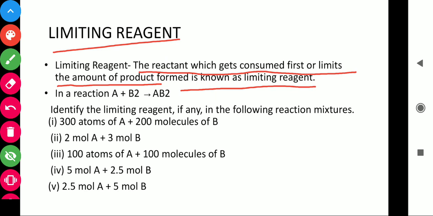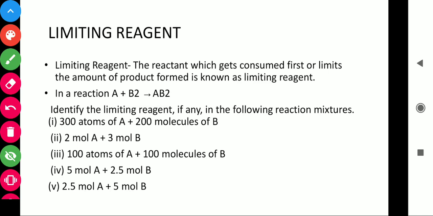Let's discuss this with the help of a numerical. We have a reaction, that is A plus B2 gives AB2. Here A is one atom, B2 is a molecule, and we will get a molecule AB2. This is an addition reaction, and we will do the numerical. Now take one by one. The first one is to identify the limiting reagent among the following. The first one is 300 atoms of A. It means we have 300 atoms of A and 200 molecules of B2.